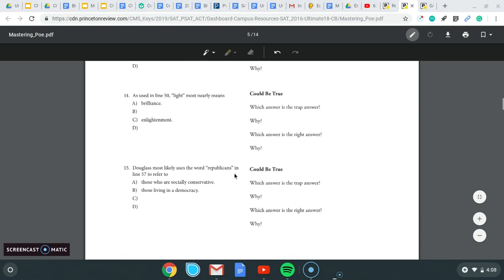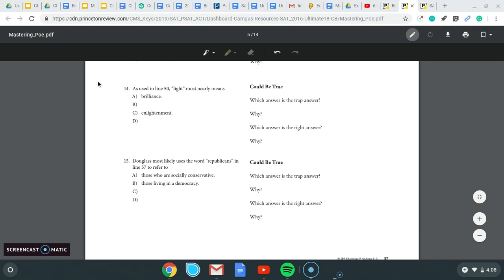Question 14. This is one of our words in context questions. So do you remember what we do when we have these? We're going to go straight to line 50 and cross out the word light, replacing it with a word of your choice. Type the word you replaced it with in the box.